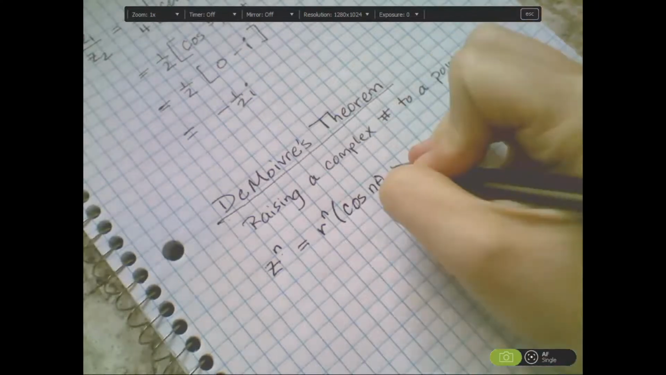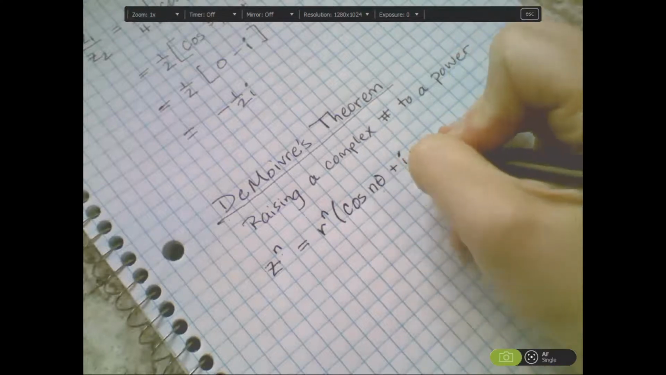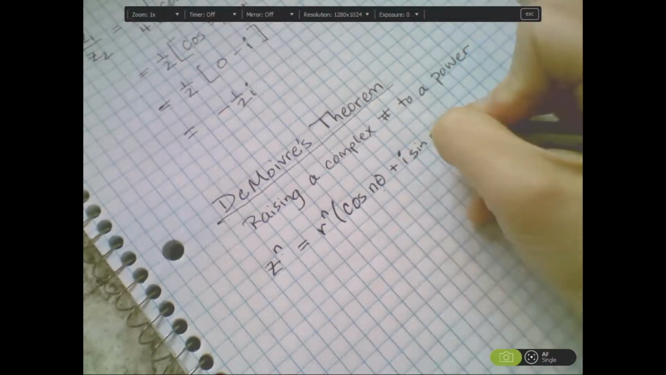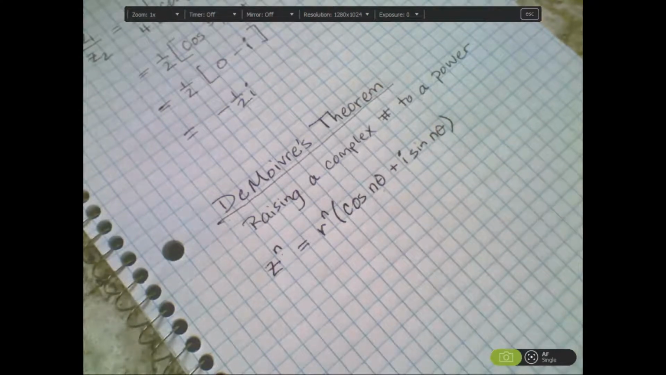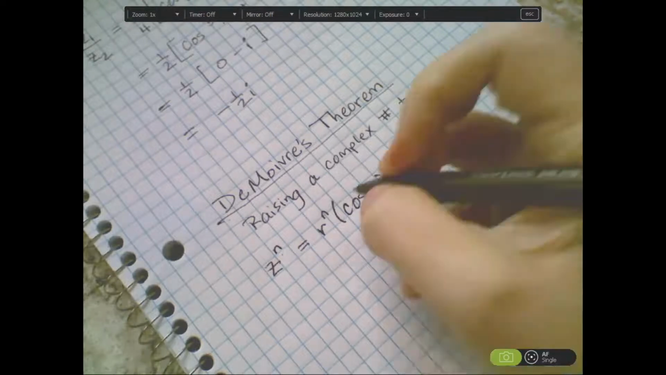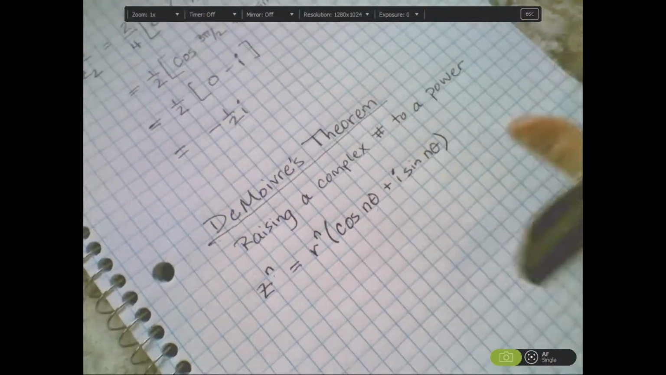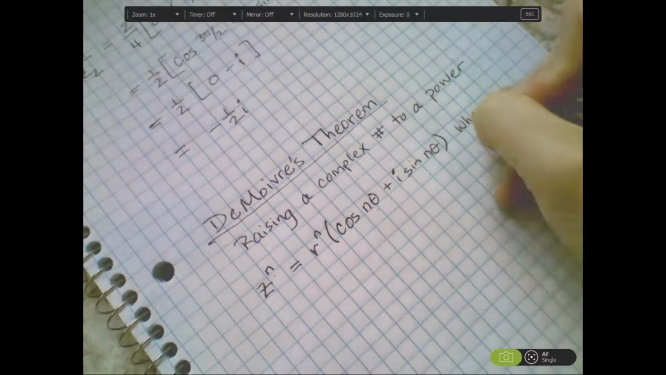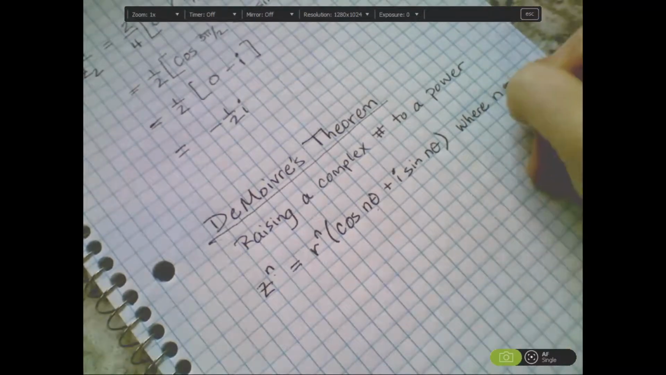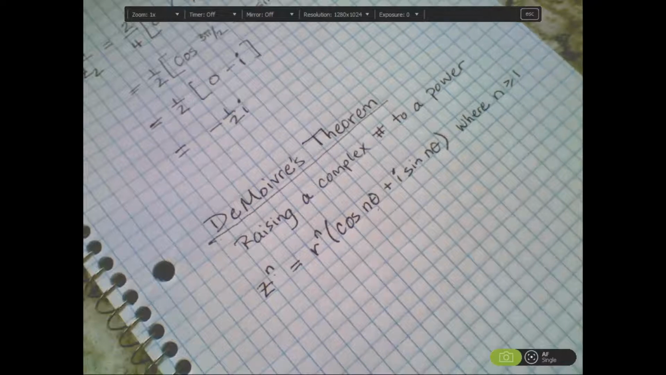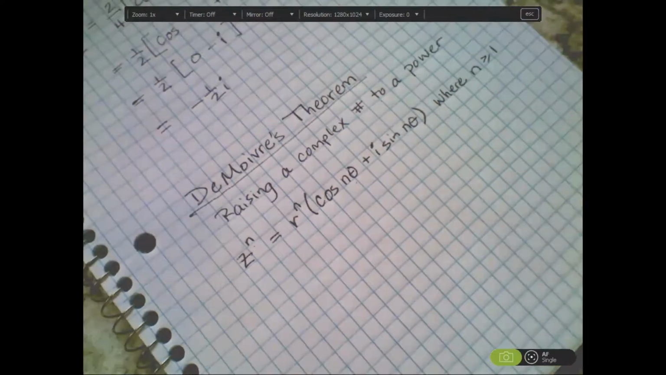And then we're going to do the same thing with our sine. And then we just have to go through and kind of evaluate it. The little caveat you can add on to the end of this one, we can say where n is greater than or equal to 1. All right, so I've got 3 examples to show you.